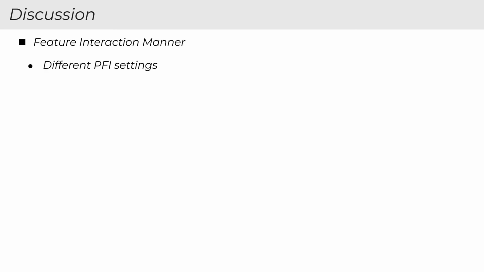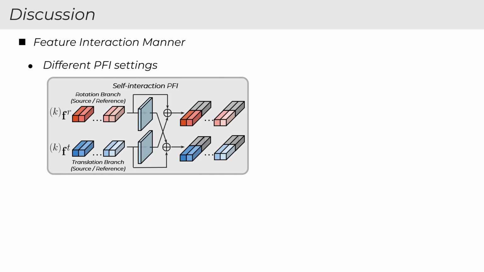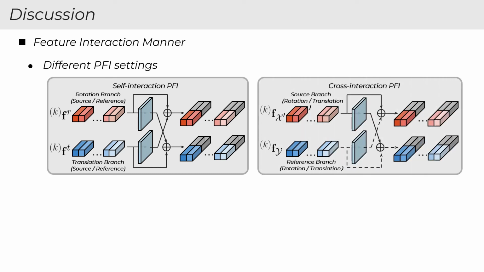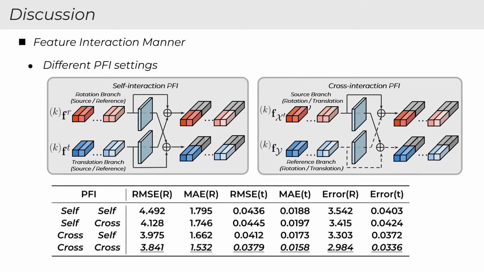As we use the pointwise feature interaction module in our dual-branch feature encoder, the feature interaction can be applied in two manners. One is the interaction between the rotation and translation branches of the same input. We denote it as self-interaction, and the other is the interaction between the source and reference inputs of the same branch. We denote it as cross-interaction. As shown in the table, all combinations improve the performance. However, it lacks data association between the inputs when only using the self-interaction, resulting in the loss of partiality perception. We can find that the performance of cross-manner outperforms other combinations.